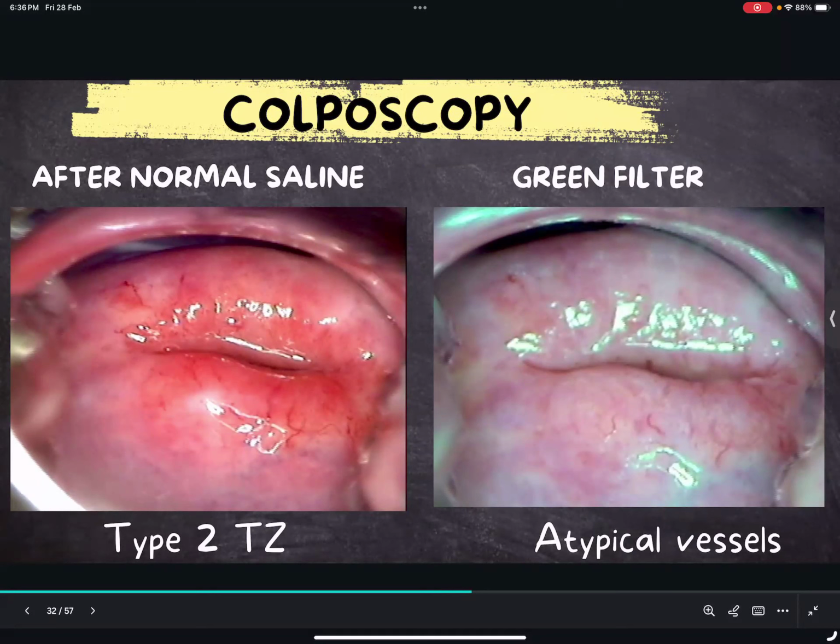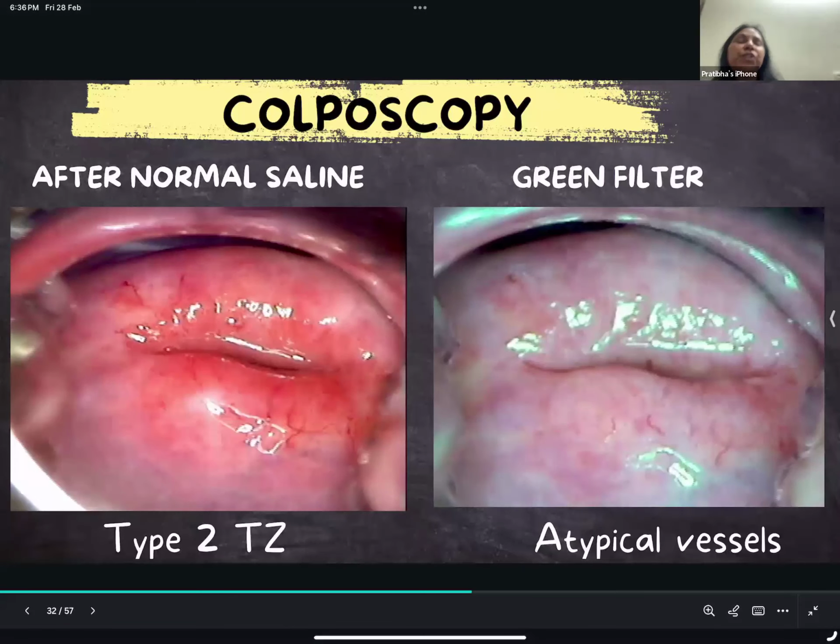So it looks like the squamocolumnar junction has receded inside a little bit. We cannot see the upper limit of the squamocolumnar junction here. So probably it's type 2 TZ, or maybe even type 3, I should say. Looking at this kind of transformation zone, it's very important to take an endocervical sampling so that we know what is going on inside the endocervical canal.